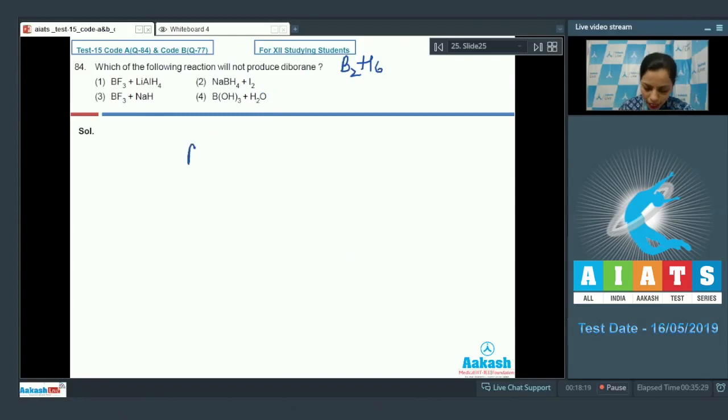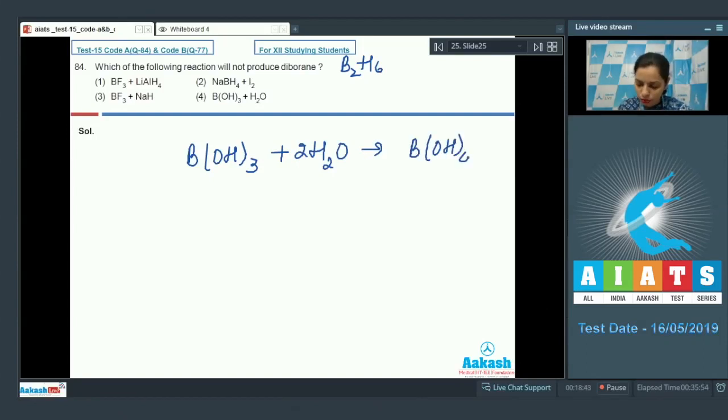In case of the reaction of boric acid with water, I'll just write the complete reaction. That is B(OH)4 negative, this ion would be formed, along with the H3O positive ion. It means in this case there is no formation of diborane.